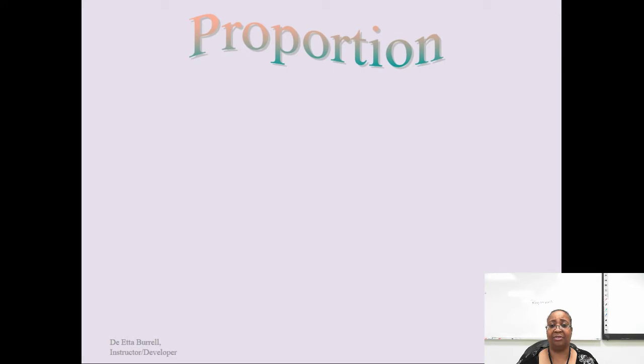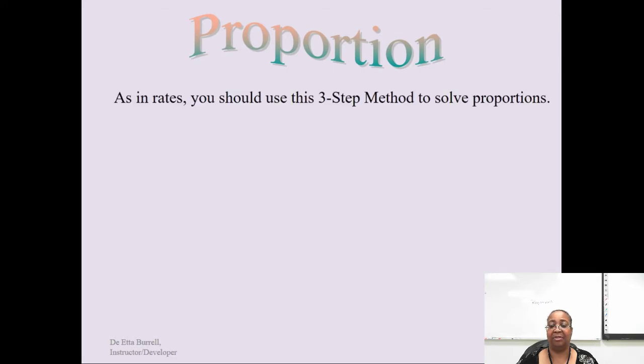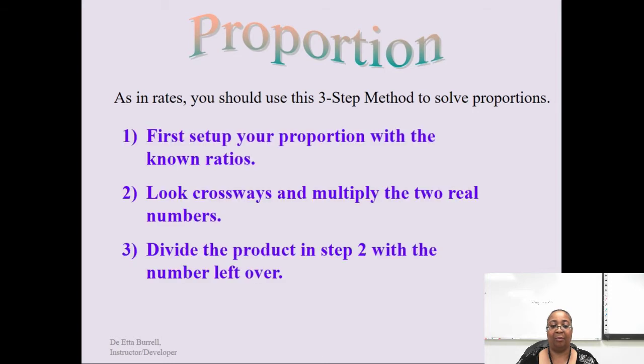Now, as in rates, you should use the three-step method to solve proportions. Let's review that three-step method that we talked about when we were talking about rates last time. Number one, first you set up your proportion with the known ratios that are given to you in the problem. Then you're going to look crossways and multiply wherever you have two real numbers. The third step is to divide the product in step 2 by the number that's left over. And remember, the shortcut is set it up, cross multiply, divide.